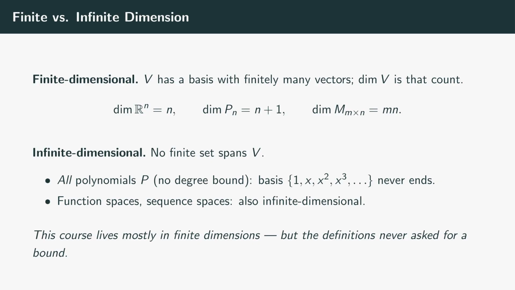But some spaces have no finite basis at all. Take the space of all polynomials with no bound on the degree. The natural basis is 1, x, x squared, x cubed, and on forever. The list never ends, and no finite piece of it can span every polynomial. That space is infinite dimensional.